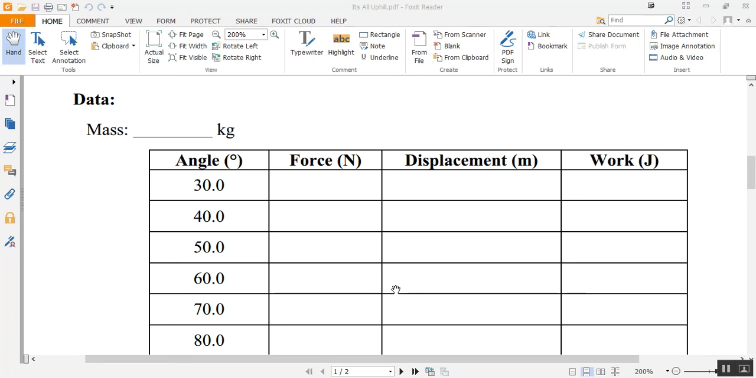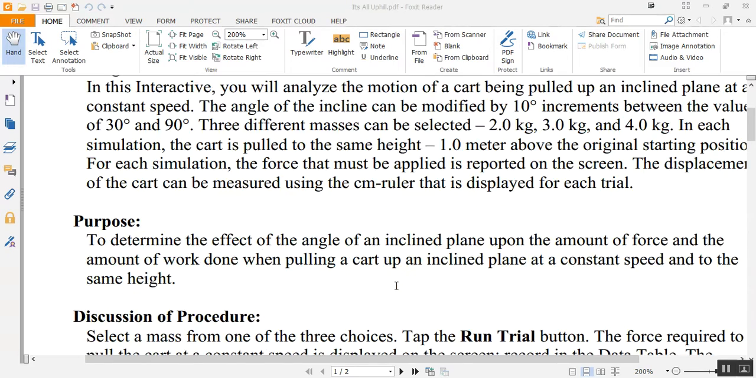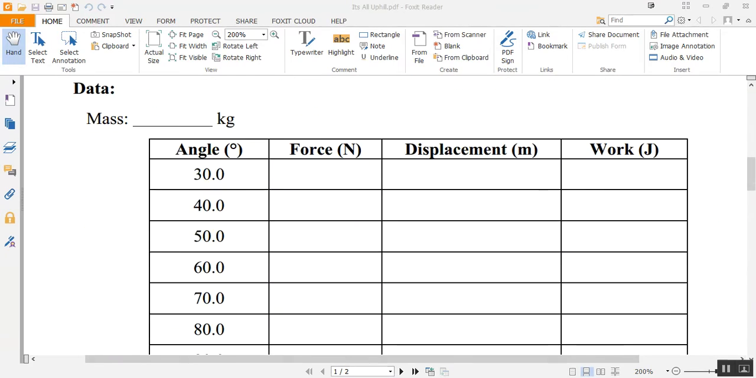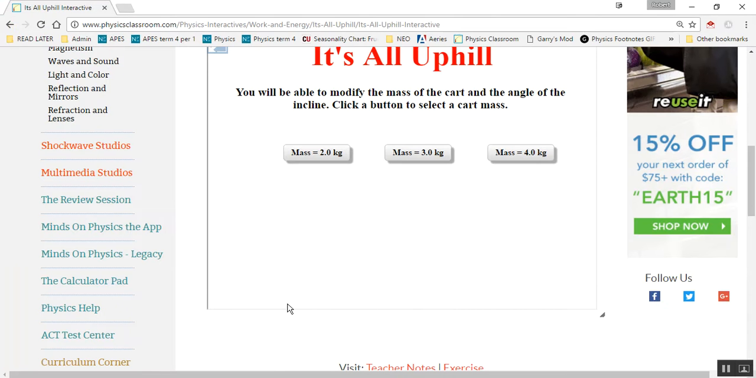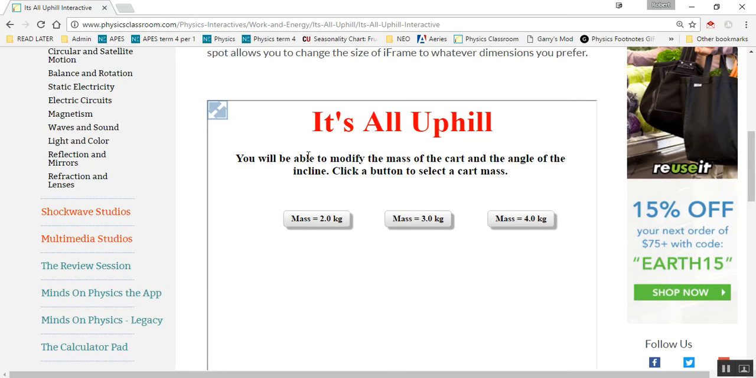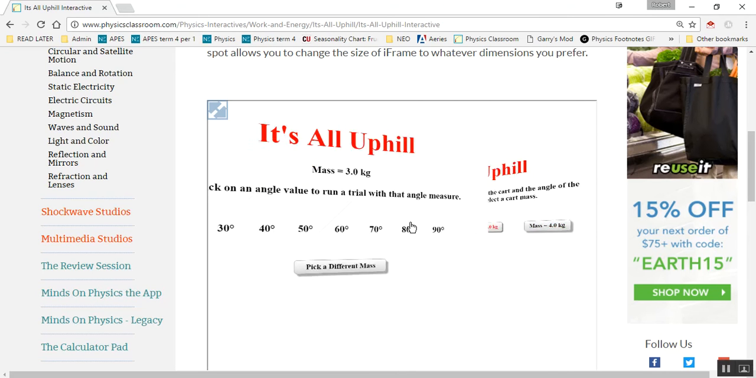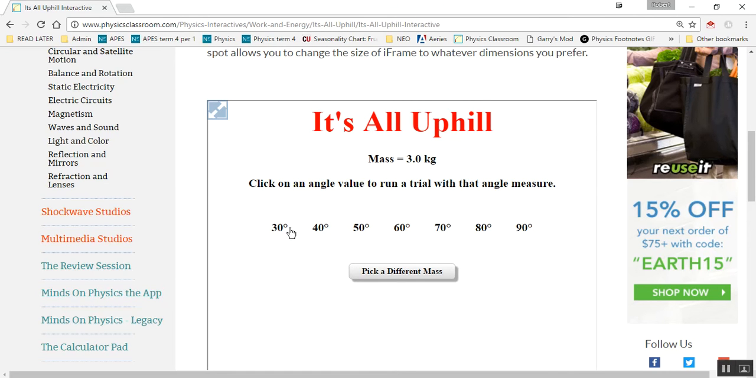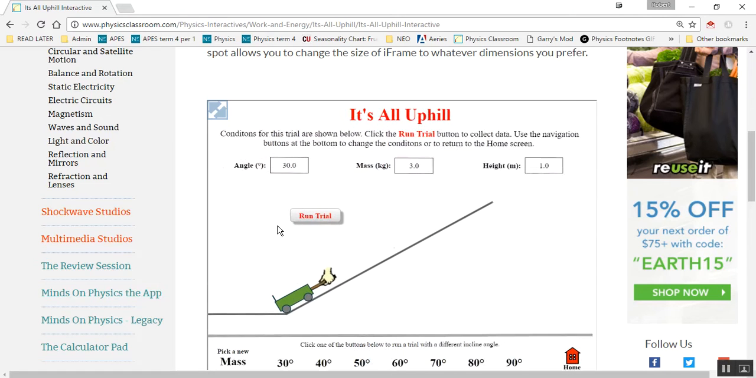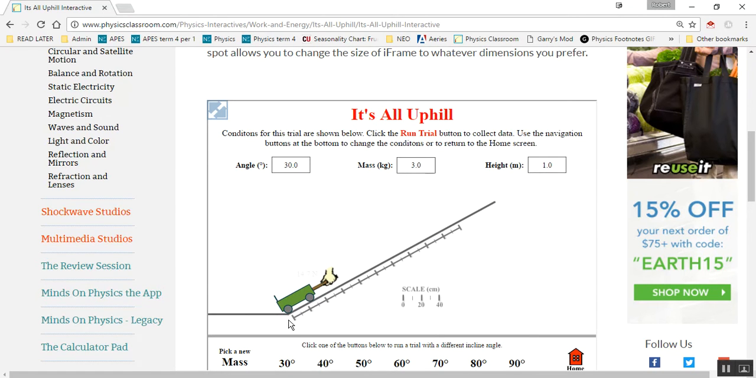So let me do an example for you for this worksheet that's called It's All Uphill. And if we go to the actual simulation, we can pick whatever mass we want to use. I'll go ahead and pick 3 kilograms. And we can pick whatever angle we want. And we will run trial, and it will pull the cart up the ramp to a total height of 1 meter. That would be a vertical height.